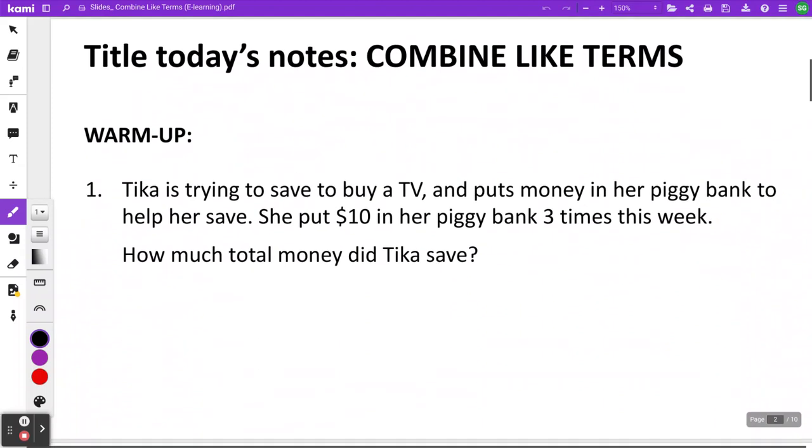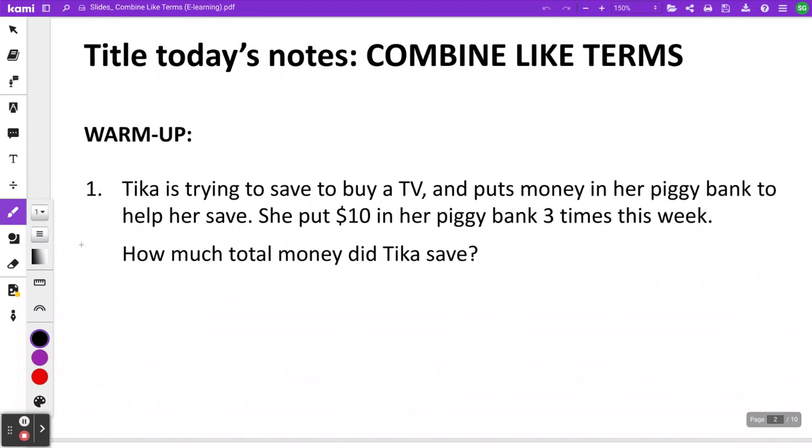To get us started, I've got a warm-up question for you here. If you're taking notes at home, I also have the name of today's lesson. It's Combine Like Terms. You can also title your paper with that. I encourage you to go ahead, pause this video to try the warm-up question, and then come back to see how you did.